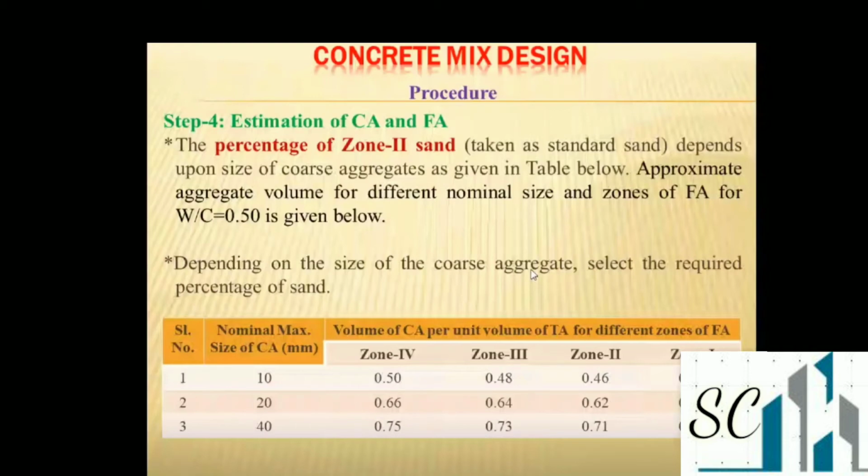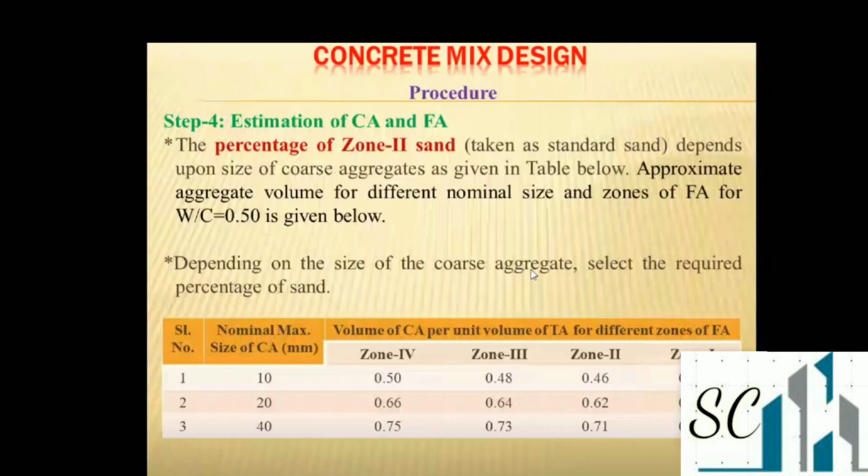Step 4 is the estimation of coarse aggregate and fine aggregate. Volume of coarse aggregate is shown based on the water cement ratio 0.50, and we had already found the water cement ratio in step 2. If these water cement ratios are not the same, then we need to make some corrections. These corrections are explained in the next slide.